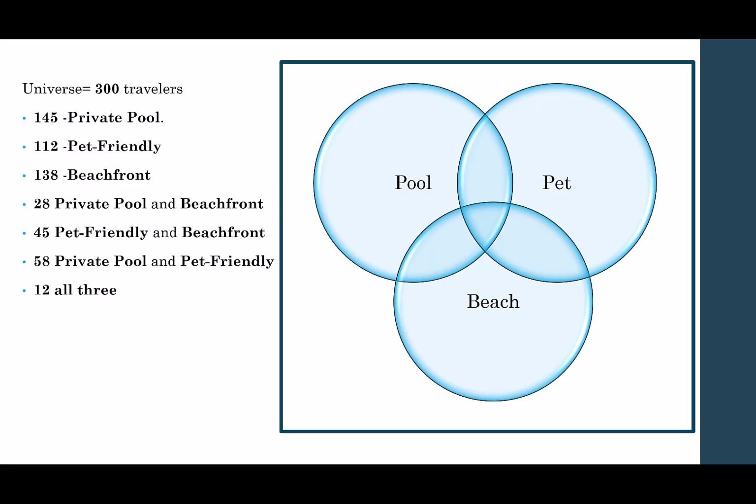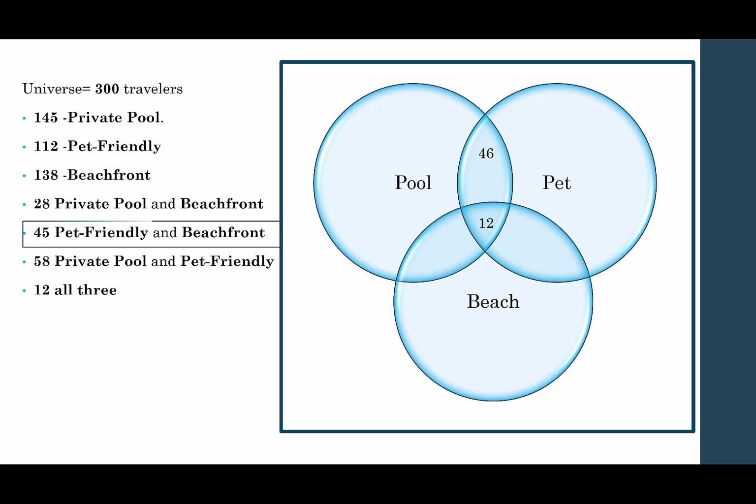When possible, we want to start with the intersection of the three sets. In this case, we see that 12 people searched for all three amenities. Once we locate that intersection, we'll put in the number 12. Next, we want to look at the 58 people that want a private pool and pet-friendly. The first step is to find the intersection in the Venn diagram of pool and pet. Then, because we know there's supposed to be 58 people altogether and we already have 12, we find 58 minus 12, which gives us 46.